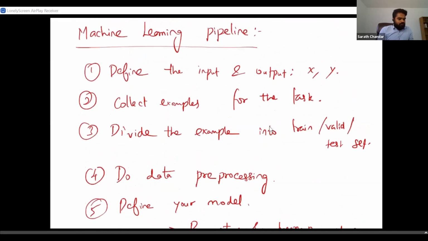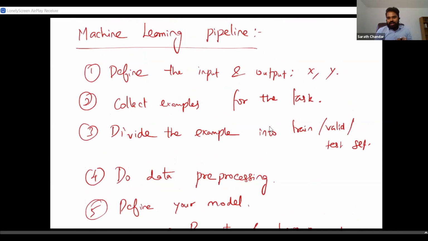Now, it is too much to cover all the aspects of this machine learning pipeline in the first introductory course. So for this course, we will be focusing on certain aspects of this pipeline. For example, we will not talk about how to collect examples. We will not talk about how to define your input and output. We would often work with some standard data sets which are already predefined.